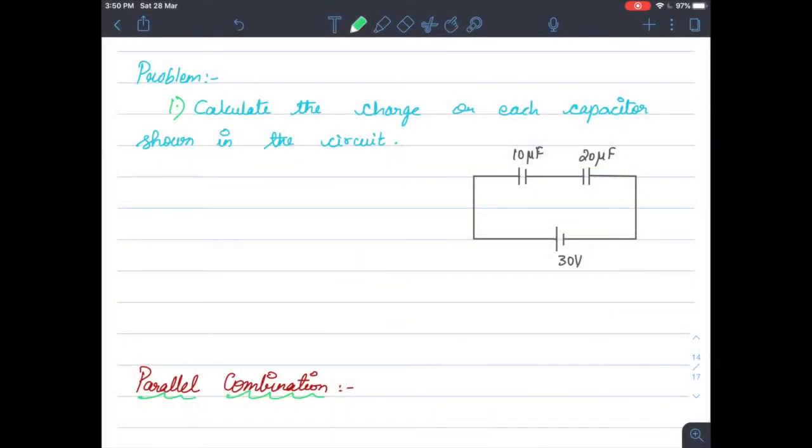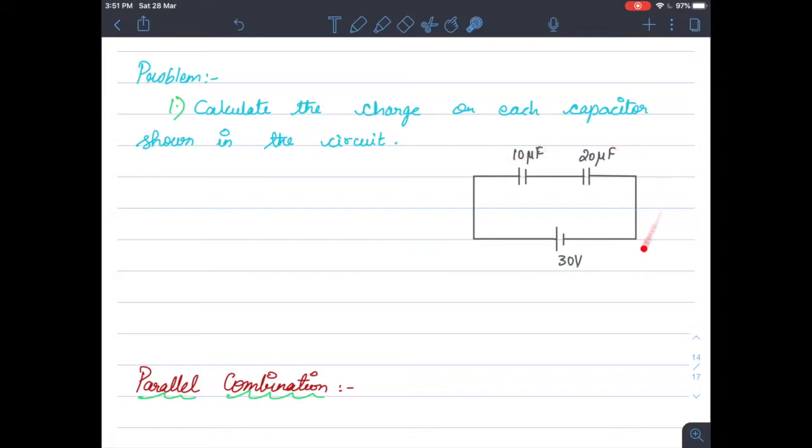Hello friends, so இன்னைக்கு என்ன பார்க்க போறோம் அப்படினா ஒரு problem related to series combination, and we are going to discuss something about parallel combination, அதுக்கு ரிலேட்டடா இருக்க ப்ராப்ளம்ஸுமே, we will go through that today. So இங்க ஒரு question கொடுத்திருக்கு. Calculate the charge on each capacitor shown in the circuit.